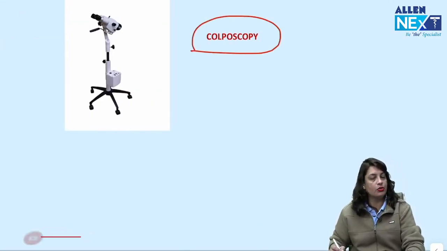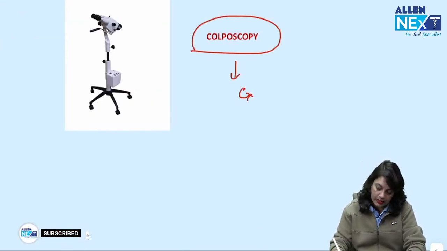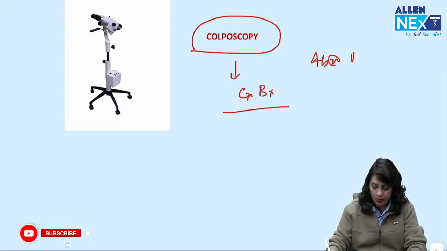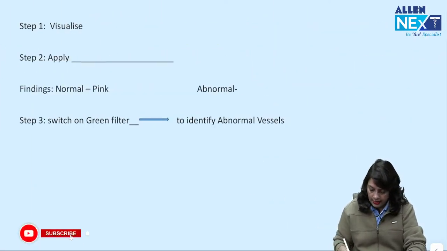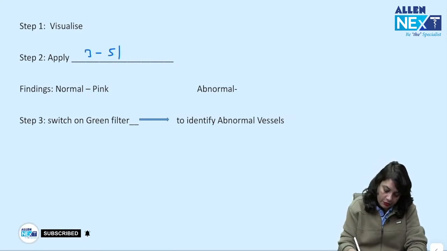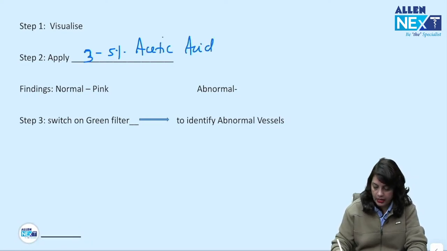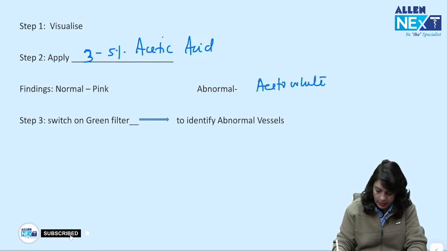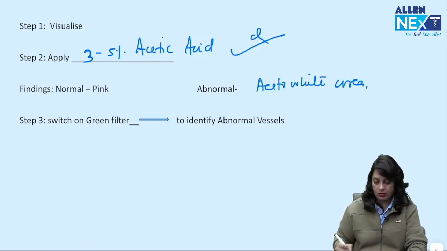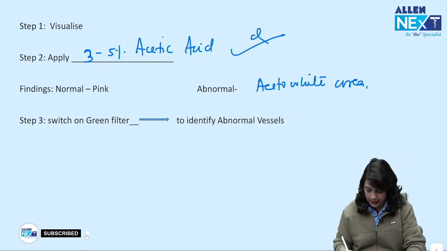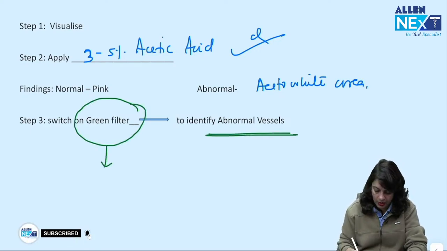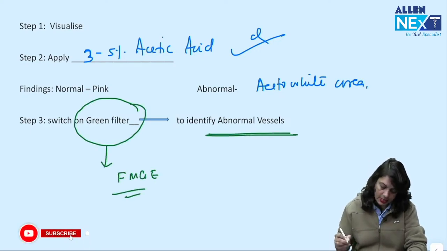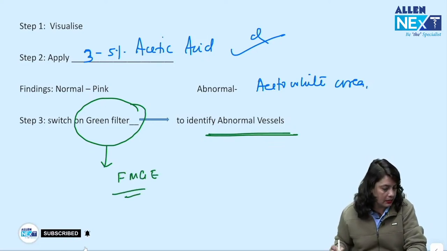This is a confirmatory test to take a colposcopic directed cervical biopsy in cases of abnormal pap smear findings. Okay. Next, we visualize the cervix on colposcopy. We apply 3 to 5% acetic acid and visualize, and we can take a biopsy from acetowhite areas. The important question asked was which is used in colposcopy? Answer acetic acid. And which filter do we use? We switch to green filter to visualize the abnormal vessels. This is an FMGE exam question. Which color filter is used? Green color filter.